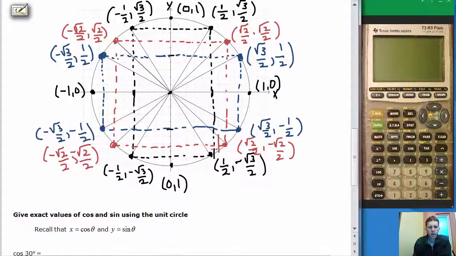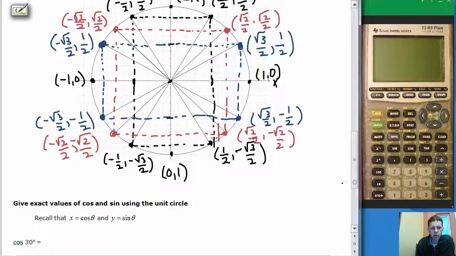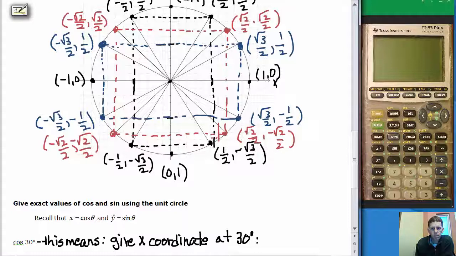Now, you may recall that x is equal to the cosine of theta and y is equal to the sine of theta. So in our first example, if we're looking at 30 degrees and I ask you to find the cosine of 30 degrees, cosine is x. We're trying to give the x-coordinate on the unit circle at 30 degrees. And if you look at where 30 degrees is, that's this blue point. The 30-degree value here is root 3 over 2, comma 1/2. The x-coordinate is square root of 3 over 2, and that's what we're looking for.